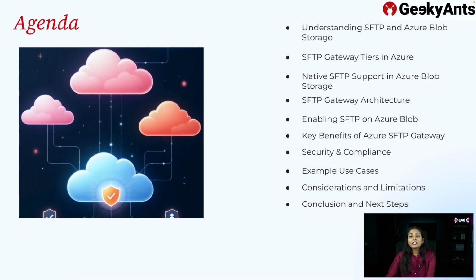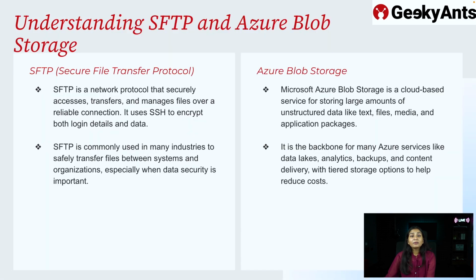This is today's agenda for the presentation. Let's get started with understanding SFTP and Azure Blob Storage. SFTP is a secure file transfer protocol which uses port 22. Bigger industries use this to transfer files as it is very secure. Azure Blob Storage is a cloud-based service which is used to upload unstructured data like files, application packages, and media.